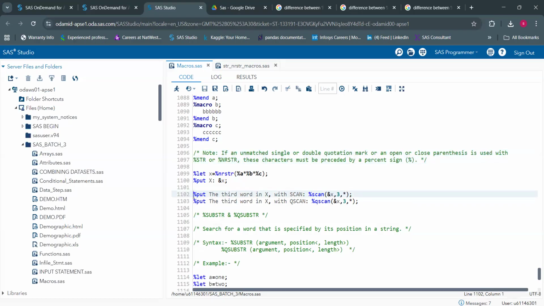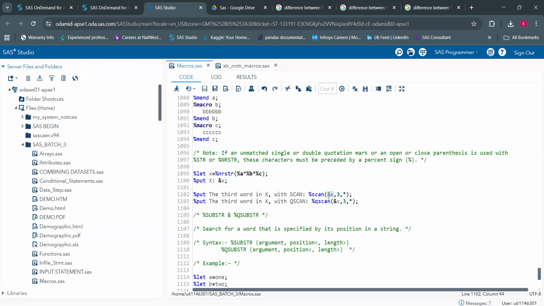so if I consider this, %put the third word in &x with %qscan. With %scan, %scan(&x, 3, *). Just by looking at this value, what is &x here, ma'am? That is the first word. No, no. What is &x here? That is %a*%b*%c.